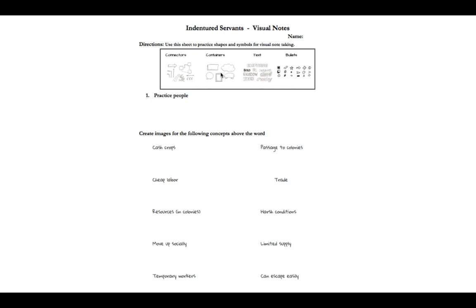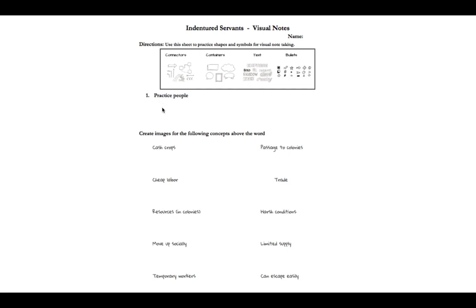Containers, different ways of the circle, the square, and the rectangle. Fluffy cloud can be used, a title or banner. Text, using words in your visual notes, and bullets. So these help. Using the plus sign is really helpful a lot of times. So you can practice making people right here in this space. So you should pause now and go get the sheet of paper.